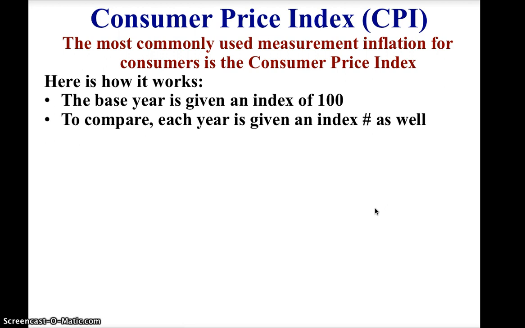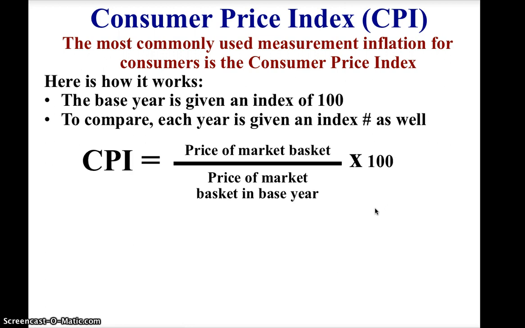But each year compared to the base year is also given an index number. That number might be 125, 150. If prices went down, it could be 90, etc. But here's the basic equation. You should definitely write this down in your notes. It's the price of the market basket in the current year over the price of the market basket in the base year times 100. Right?